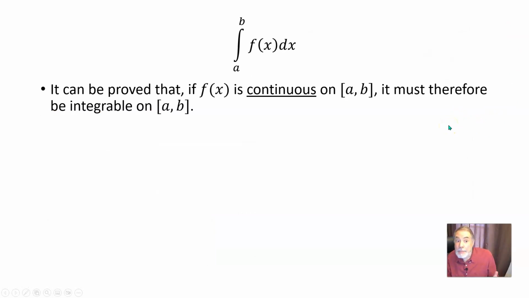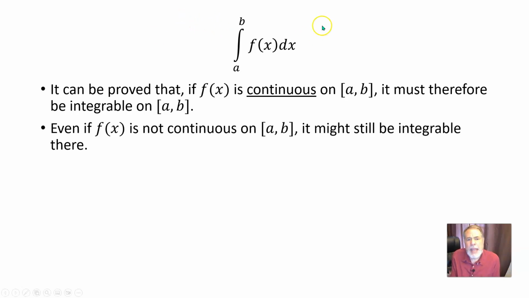But it can be proved that if your function is continuous on the interval you're looking at, if it doesn't have any place where it's undefined or does anything weird, it must therefore be integrable on the interval from a to b. So if it's continuous, it must be integrable. If it's not continuous on that interval, it might still be integrable there. So it's not really difficult for a function to be integrable. It's not really difficult for a definite integral to be well defined and have a particular value.